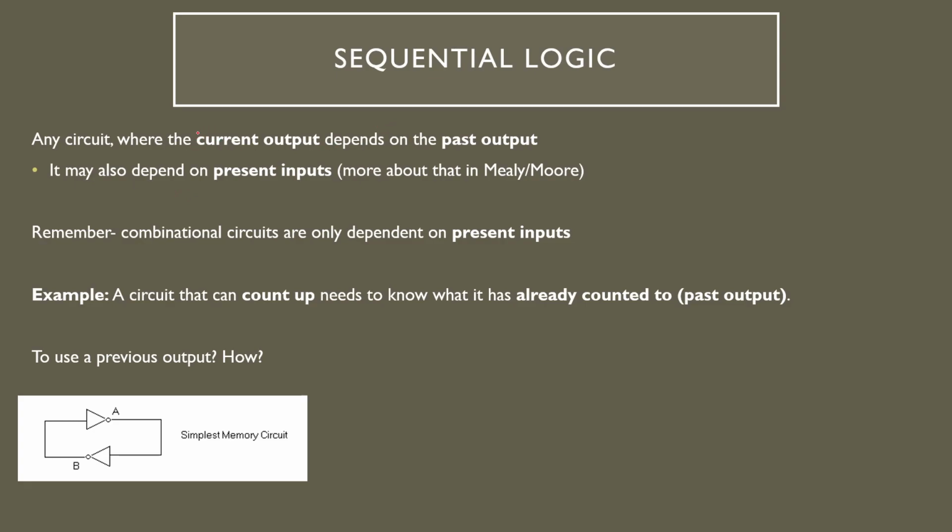Any circuit where the current output depends on the past output is a sequential system. This is very important to understand. It means that you need to know the past state to know the current state. It may or may not depend on present inputs, like we'll talk about in week 6, but most importantly, it has to depend on the past output. That makes it a sequential circuit.